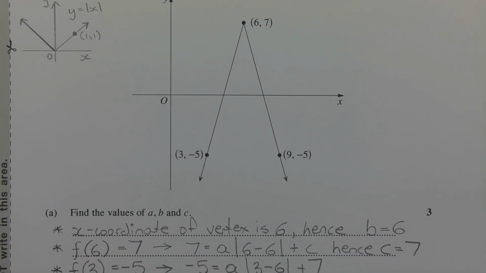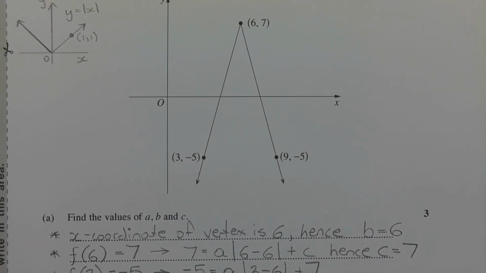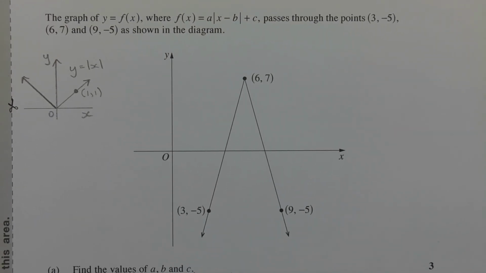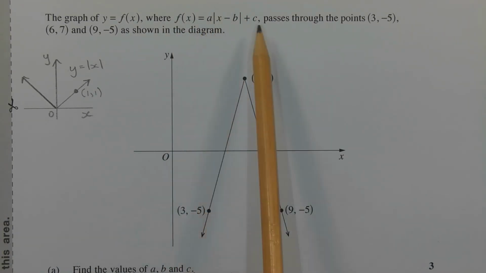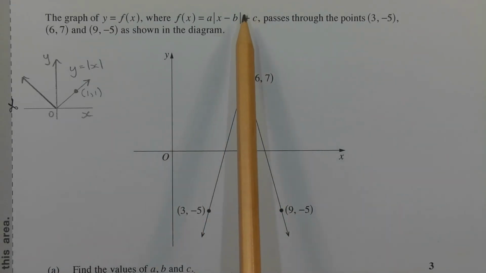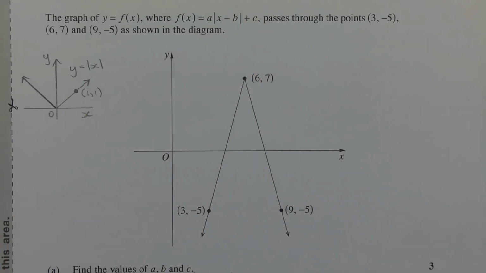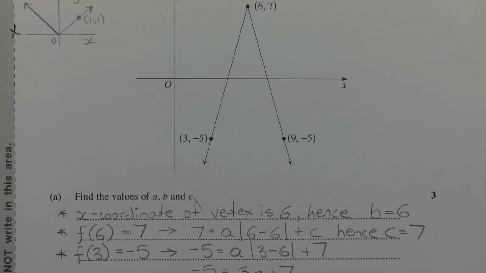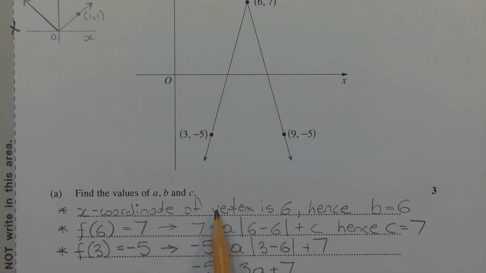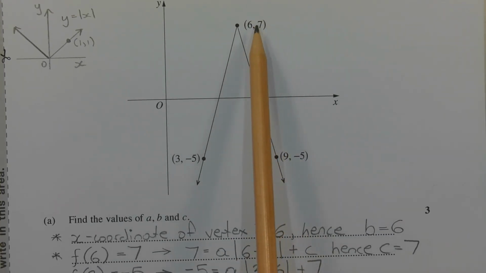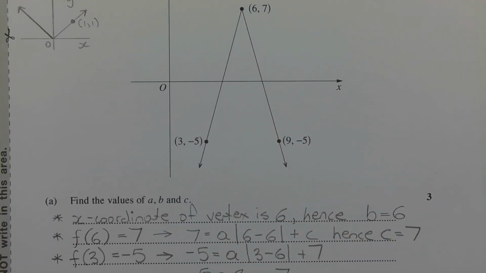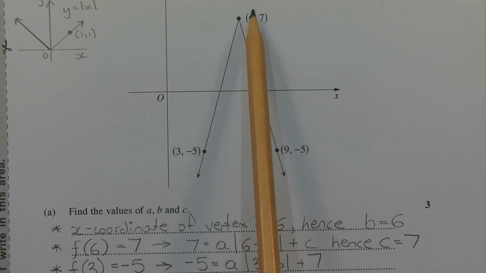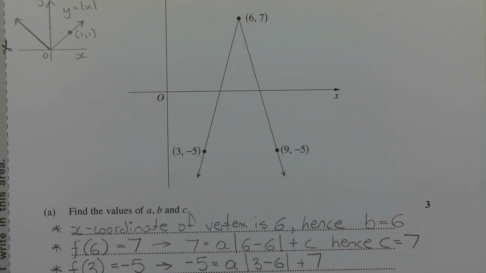Now I think at this stage the easiest value to find is the value of b. Let's go back to the function definition. We have f of x is equal to a times the absolute value of x minus b, plus c. So the value of b represents the horizontal translation. Now the x-coordinate of the vertex has moved from the origin to 6, and that's given by the x-coordinate here. Hence, b equals 6.